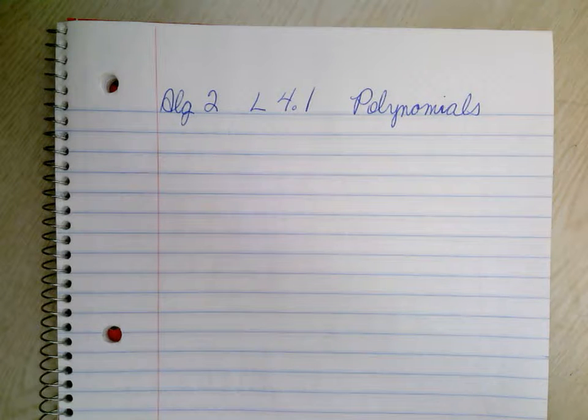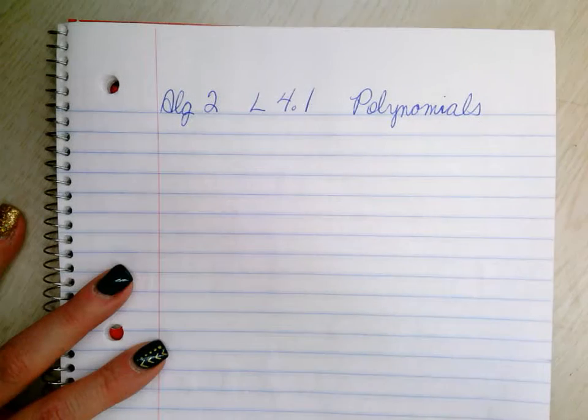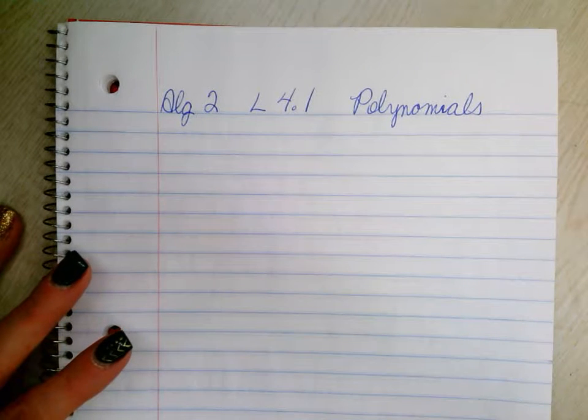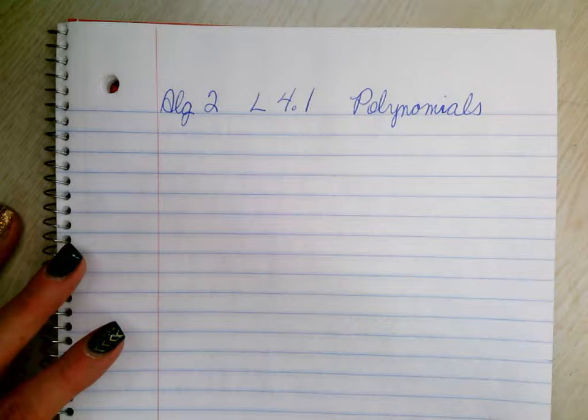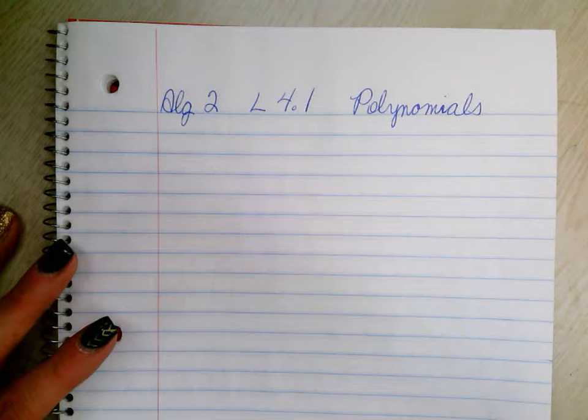This is Algebra 2, Lesson 4.1, Polynomials, which starts on page 167. We covered polynomials in Algebra 1 pretty extensively, in Algebra 1, Lesson 4.2, I believe. There is a video here on TeacherTube that I created for that lesson. That's Algebra 1, Lesson 4.2.